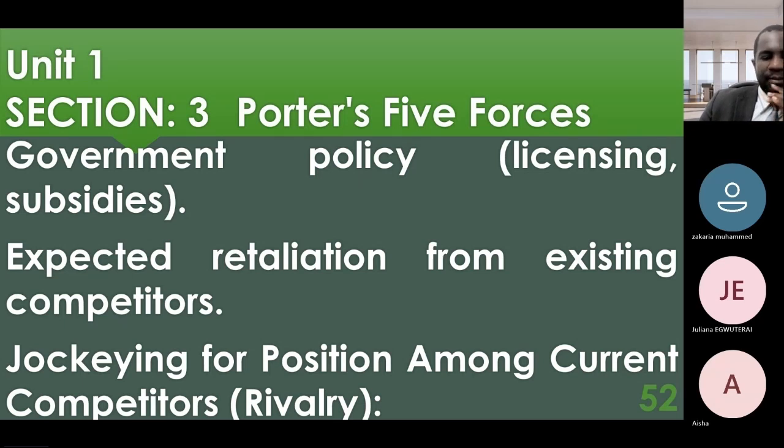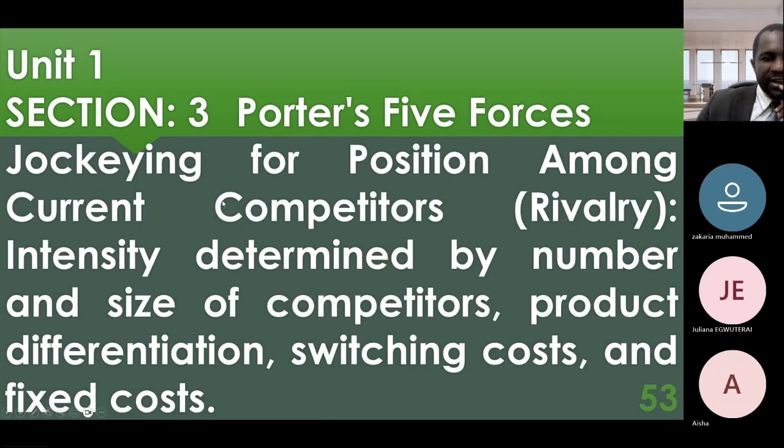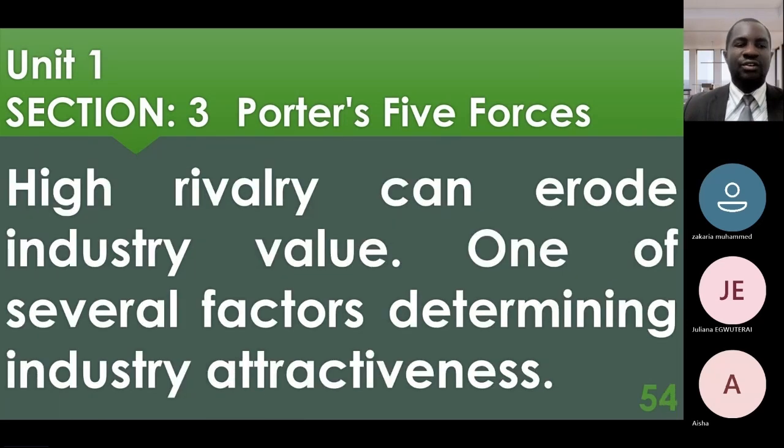So jockeying for positions among current competitors, rivalry, is the case, looking at Porter's five forces. Intensity is determined by the number and size of competitors, the products, their differentiation, and the cost of switching to another product, and also some fixed costs determine this rivalry very seriously. So high rivalry can erode industry value.